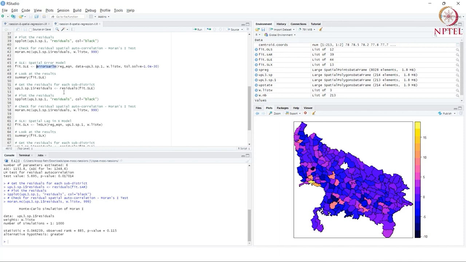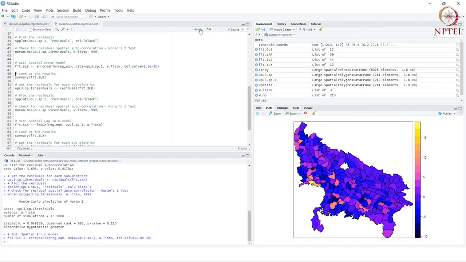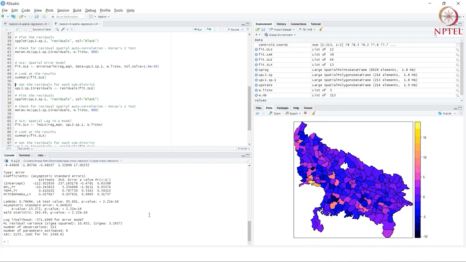The command is errorsarlm, same as the previous name, except the word lag has been replaced by the word error. And it has the same parameters. We also pass in a tolerance because it's an iterative algorithm. So let's run that and store it in an object called fit.sle. This is our spatial error model. And then run a summary of that. So what do we get?